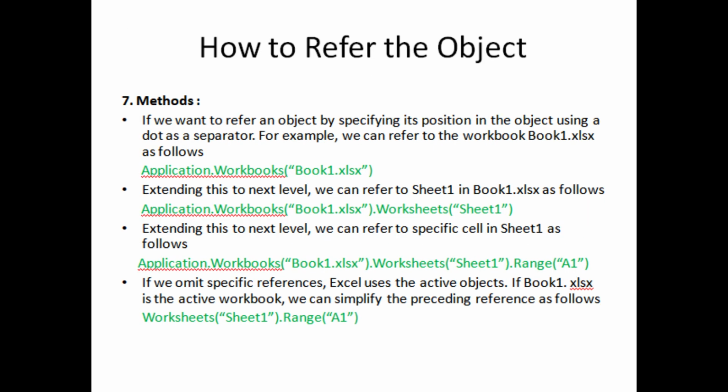How to refer to an object. If we want to refer to an object, we specify its position in the object hierarchy using a dot as a separator. For example, we can refer to the workbook book1.xlsx as follows. Application.Workbooks("book1.xlsx"). Extending this to the next level, we can refer to Sheet1 in book1.xlsx as follows.